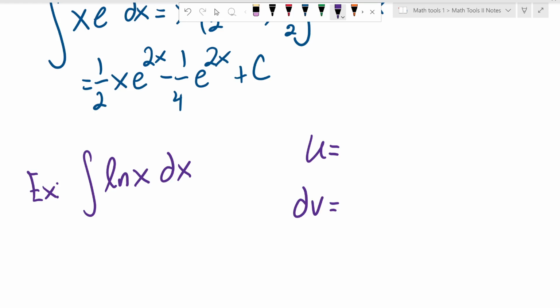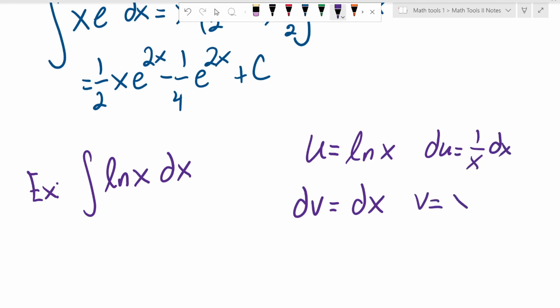So here we don't really have a choice other than to let ln of x be u, because we don't know the antiderivative of it. Then we let dv equal dx, like there's a 1 times dx here. So du is going to be 1 over x dx, and v is going to be x, since we're taking the antiderivative of 1, which is just x. And then we'll follow the formula from there.